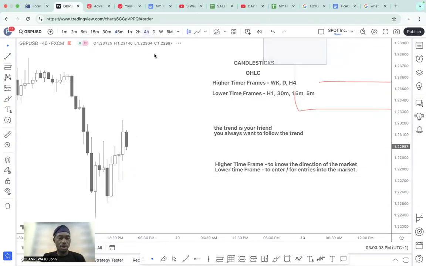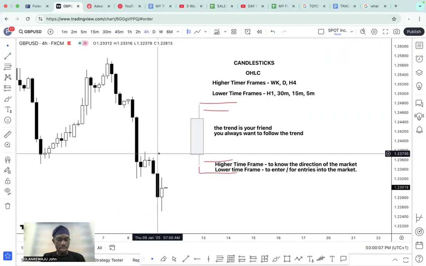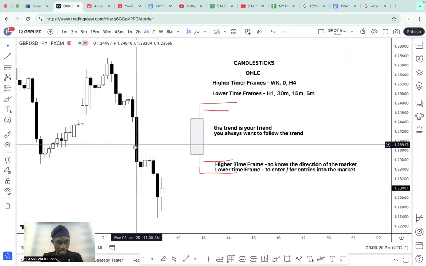When we go to the 4-hour also, you can see 7 a.m., because the market does not open on our own 12 noon. It opens at 11 p.m. I hope I'm making sense. So let us check.